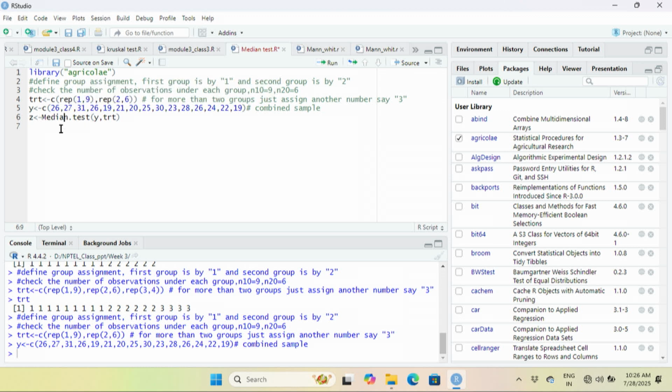You have to write median, remember, M is capital, median dot test, which is a function already built into this library, Agricolae. And Y is your data set. Never forget to append TRT, comma TRT. That means you are trying to make the median test over this structure of grouping, over this structure of treatments. So run it.